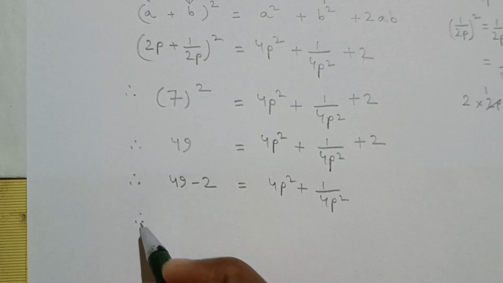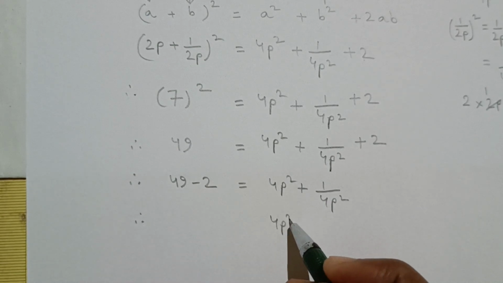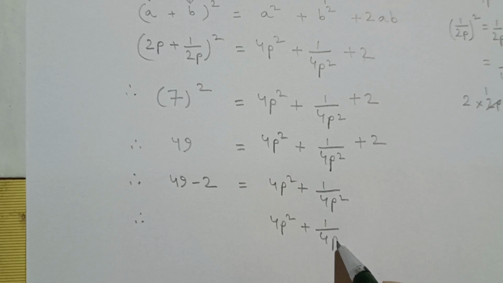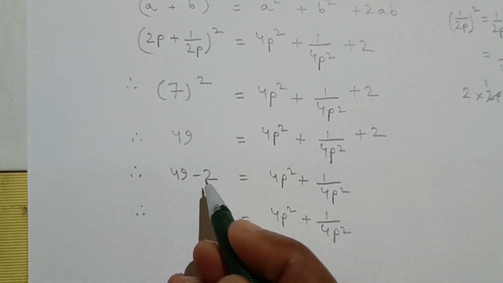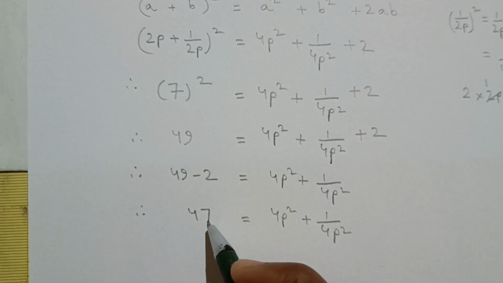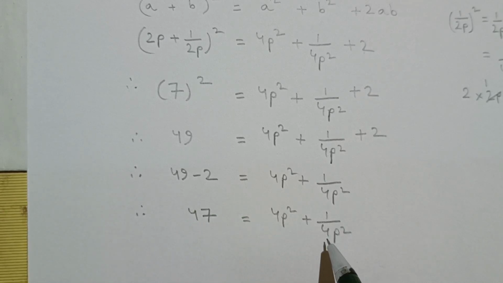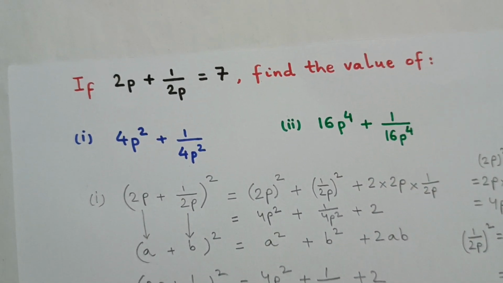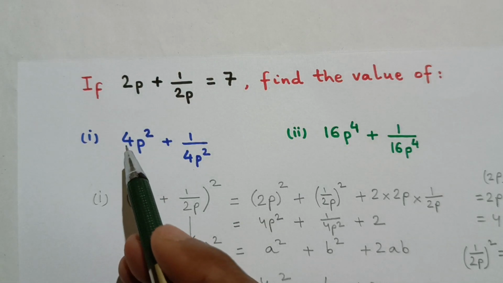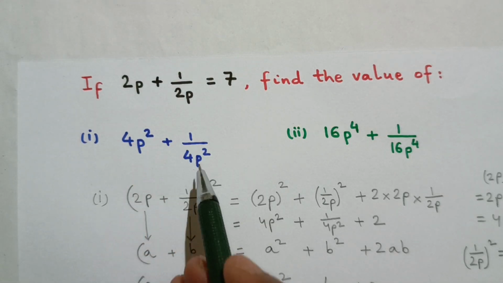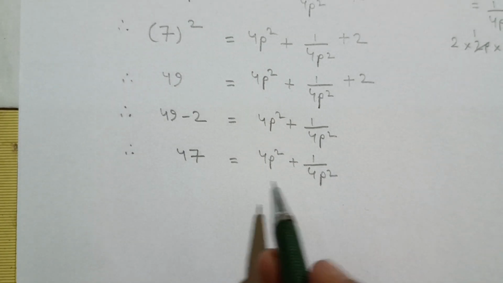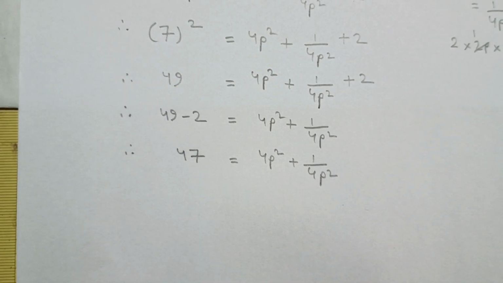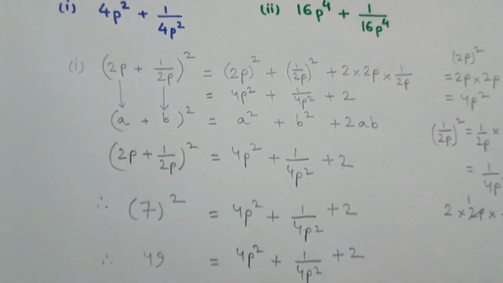And now the last step. The value of 4p square plus 1 upon 4p square is 49 minus 2, which is 47. So we have solved question number 1. We have found the value of 4p square plus 1 upon 4p square, which is 47.